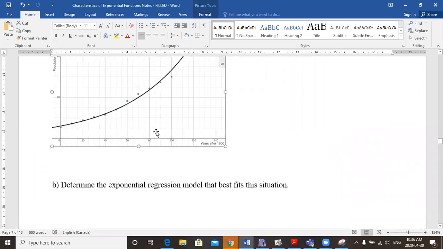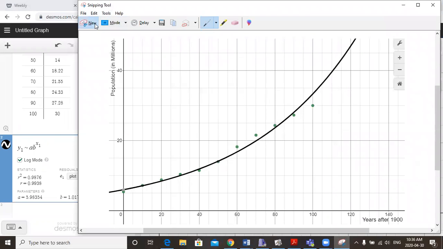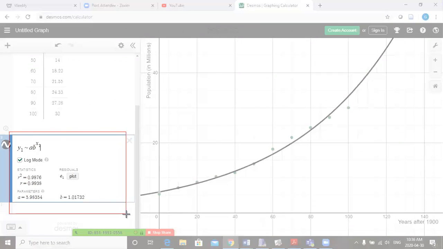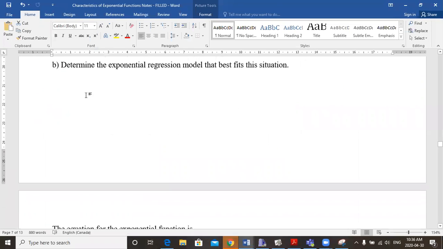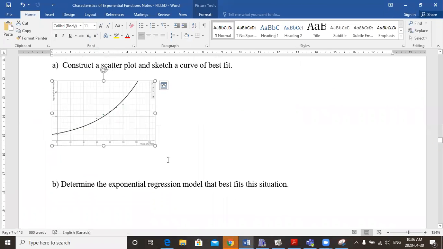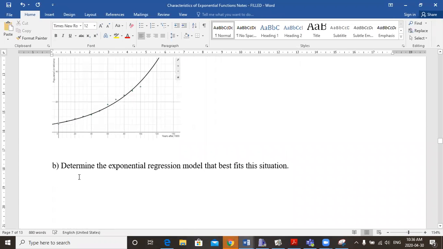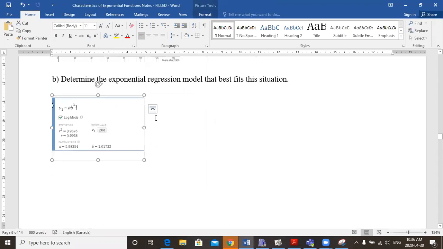Determine the exponential model that fits the situation. So I'm going to go back to Desmos and snip this information here because that represents what the model is going to be. So we'll do a new snip, and we'll paste it into our note set. A bit smaller there, so it fits on one page.